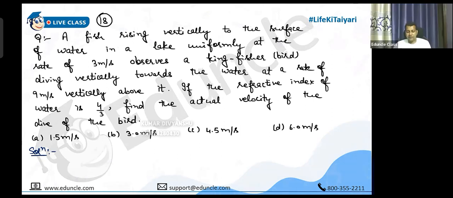So there is a bird and a fish. But now it is a different problem. Earlier also we did one problem, no? On a bird and fish, on the apparent height and depth. So now it is based on velocity. So I can help you with the diagram.